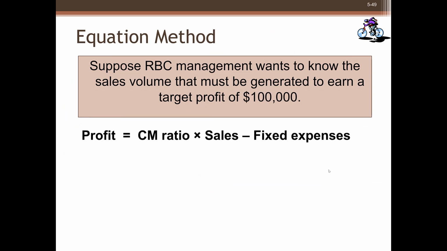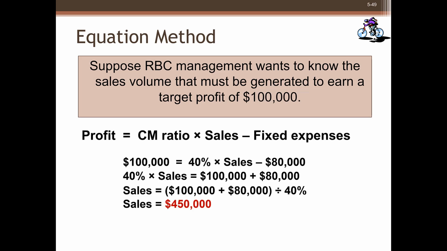Let's take a look at the RBC example. Suppose RBC management wants to know the sales volume which must be generated to earn a target profit of $100,000. Using the equation method, we write the equation here. Profit equals contribution margin ratio multiplied by sales minus fixed expenses. Profit here is $100,000. Contribution margin ratio, recall that it's 40%. We want to solve for sales dollars, and fixed expenses are 80,000. So we can put numbers here and solve this equation.